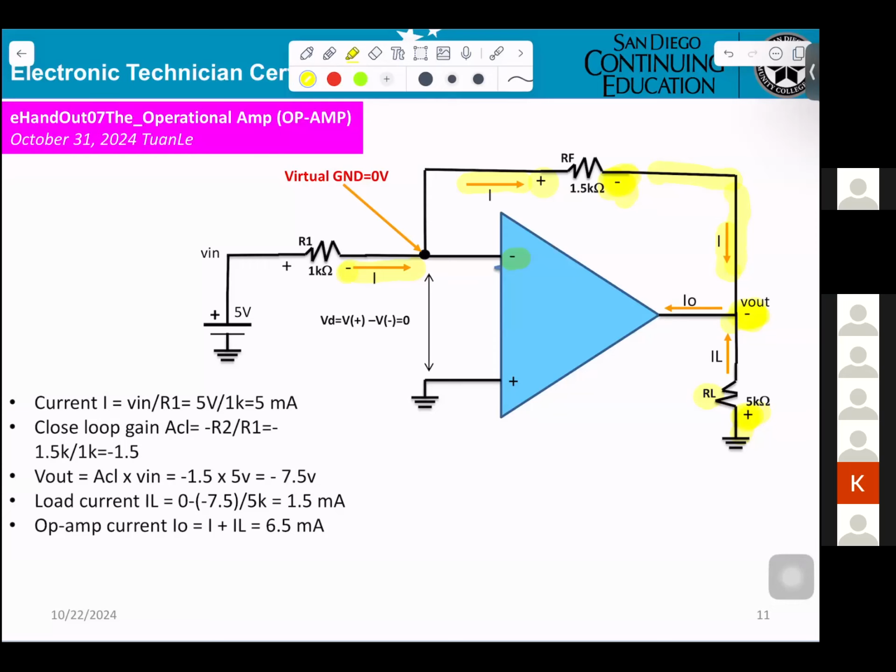Okay. The thing is, the current cannot flow from negative to positive. Okay? Mm-hmm. So this current here cannot go into the load. However, they will go inside of the amp. That's what they call a sink current.